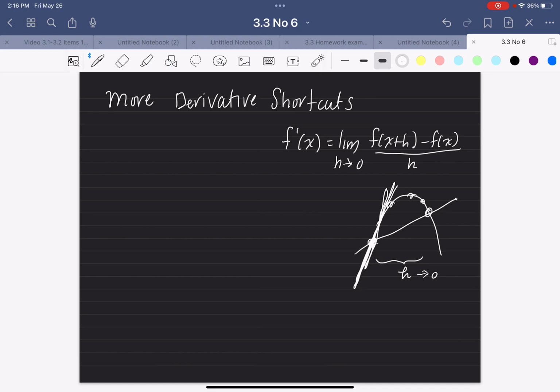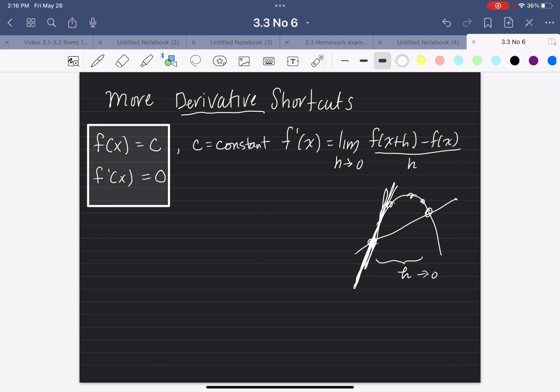That's called the derivative. In a previous video, I talked about the following, that if f of x is c, a constant, then its rate of change, f prime of x, is 0. Why is that? Well, constants don't change. Okay, constants don't change, so when you take their derivative, which is how much they change, you say 0.